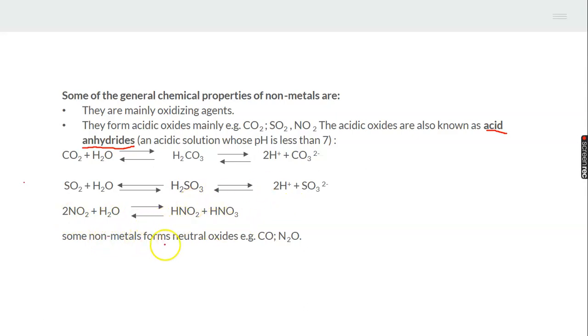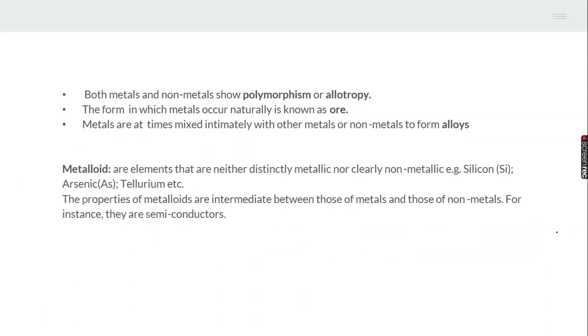So some non-metals form neutral oxides. These are the examples: we have carbon monoxide and nitrogen(I) oxide. Both metals and non-metals show polymorphism. You call it polymorphism, or you call it allotropy. That is the occurrence of an element in more than one form. That's why we have carbon in two forms, graphite and diamond. We have red and white sulfur. We have red and white phosphorus. We have oxygen, dioxygen and trioxygen. Okay, we have them like that.